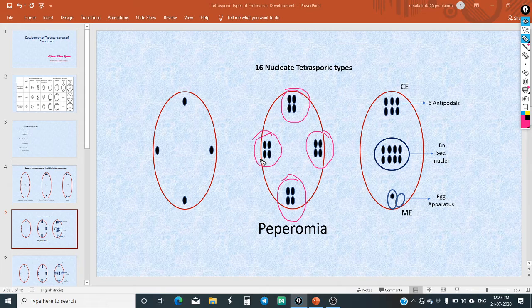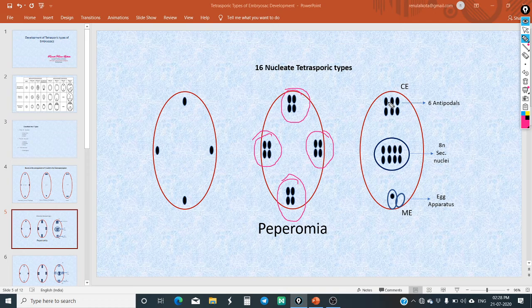Okay, so out of these 16 nuclei, see, these are a total of 16 nuclei present. 2 at the micropylar end develop into egg apparatus. Only 2 of the 4 nuclei which are present here develop the plasma membrane, okay, cell membrane, and they convert into egg apparatus. In this egg apparatus, you will see only 2 cells. The centrally located big cell is known as egg cell. The adjacent cell is synergid. Only one synergid is seen in Peperomia. Okay.